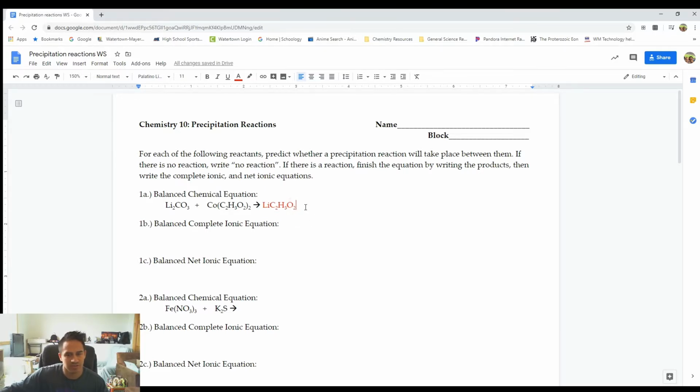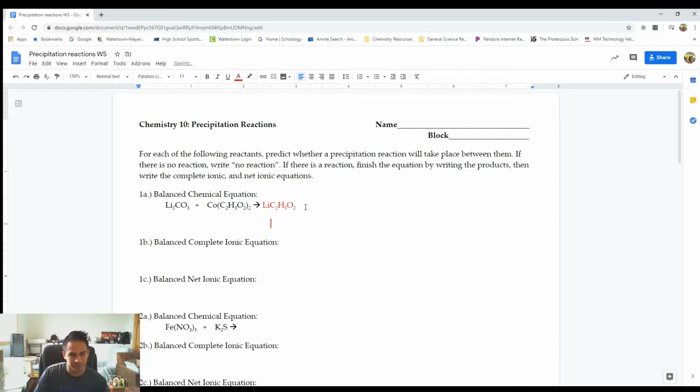And again, just in case we don't remember formulas and how to do charges, lithium makes a charge of +1. Acetate is a polyatomic ion, has a chemical formula of C2H3O2 and a charge of -1. So when these two bond together, this is the chemical formula that they make. Okay, so that's going to be one product.